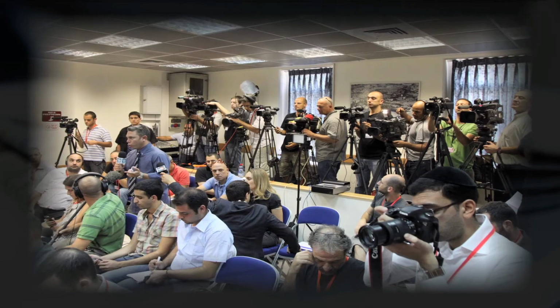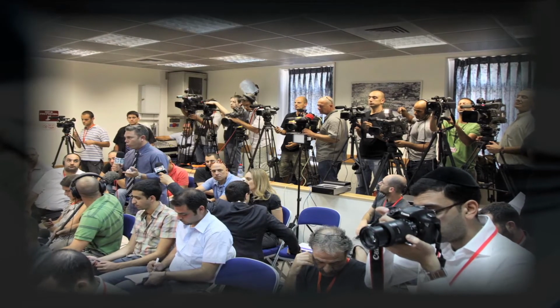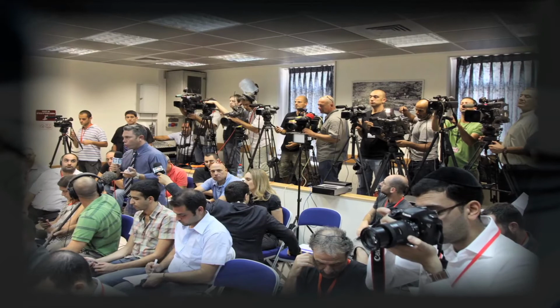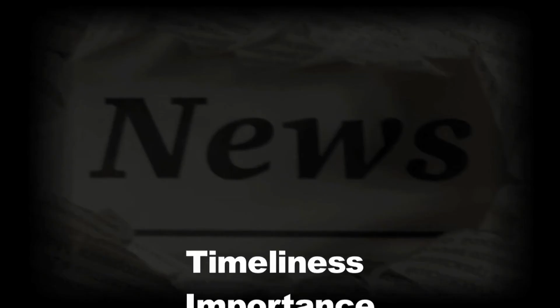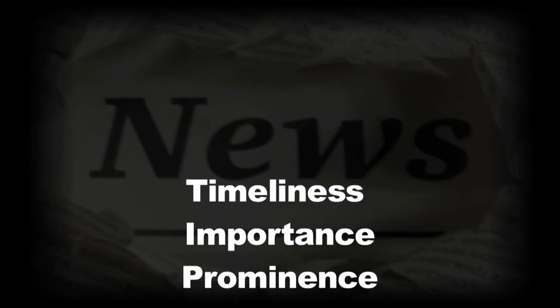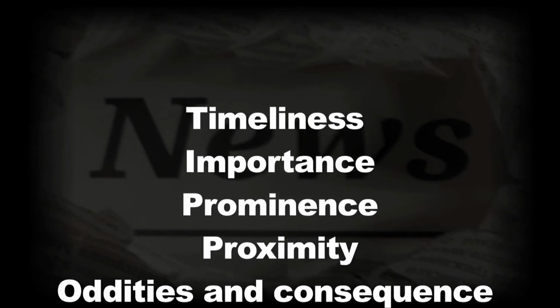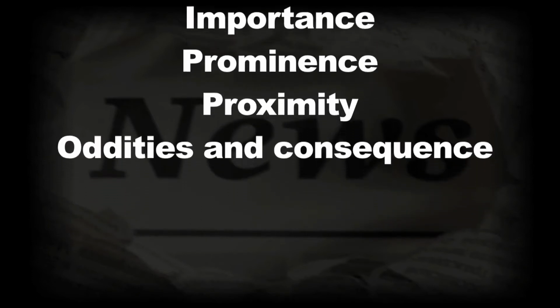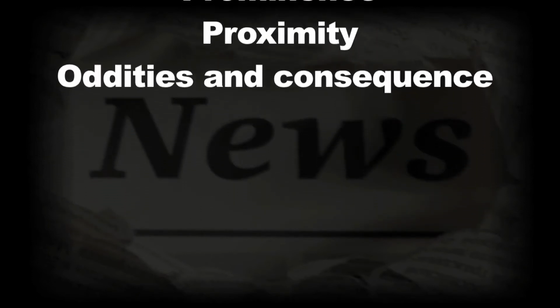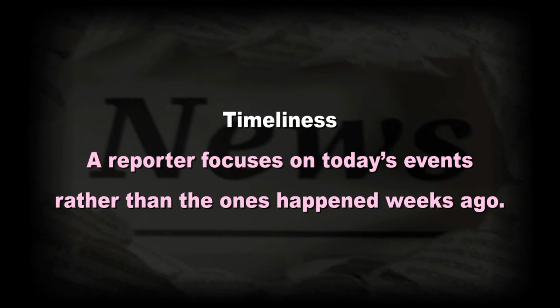Journalists have established some gates called news values for answering these questions: timeliness, importance, prominence, proximity, oddities, and consequence are the factors to determine the newsworthiness of events, personalities and ideas. Timeliness. A reporter focuses on today's events rather than the ones that happened weeks ago.